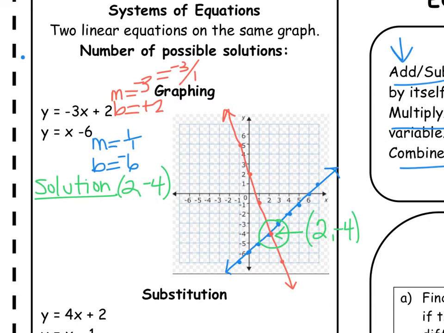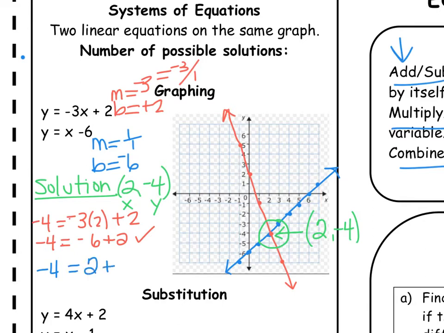So how can we make sure that works? Just plug it back in. If I plug in 2 for x and negative 4 for y, it should work in both equations. So in the first equation, I should get the same thing on both sides of the equal sign, and I get negative 4 over here, and negative 6 plus 2 is equal to negative 4. Same thing if I want to check with the second equation: plug in negative 4 for y, and negative 4 is equal to 2 plus negative 6, and that also works.